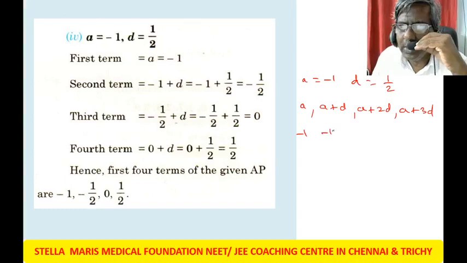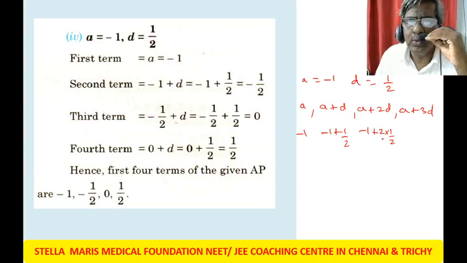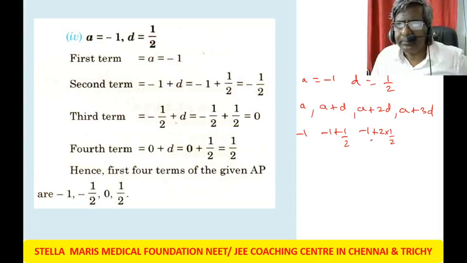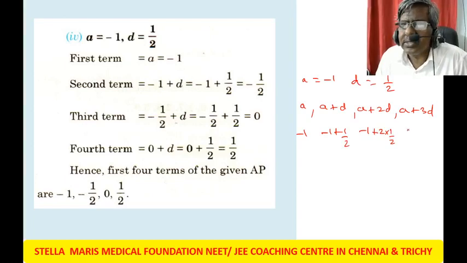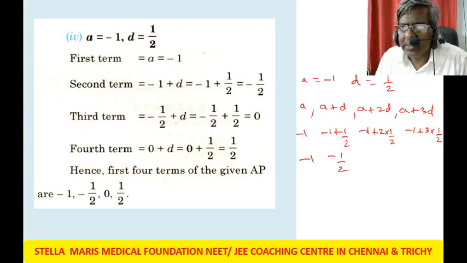Minus 1 plus half, that is minus half. Then a plus 2d: minus 1 plus 2 into 1 by 2, so the 2 will get cancelled. It will be minus 1 plus 1.